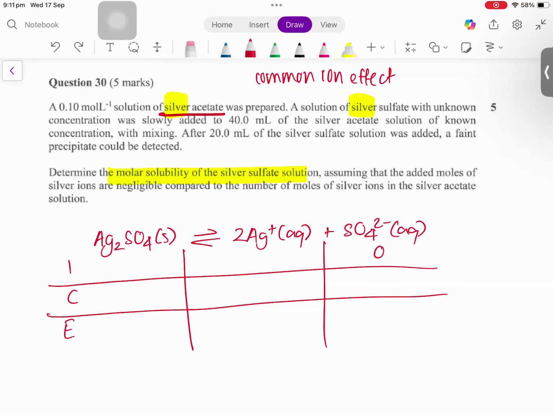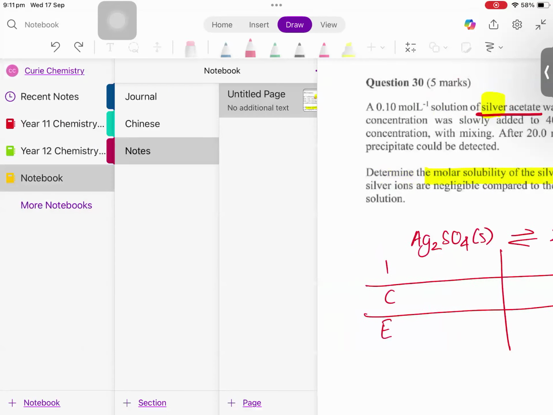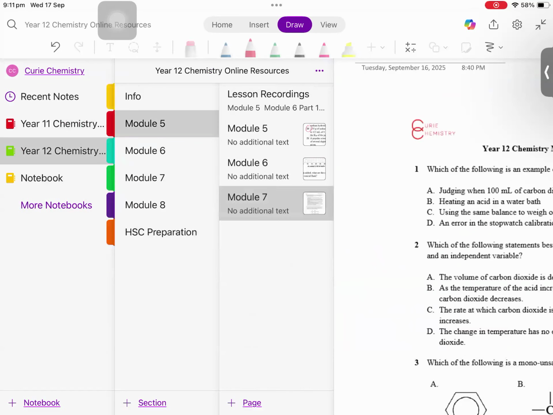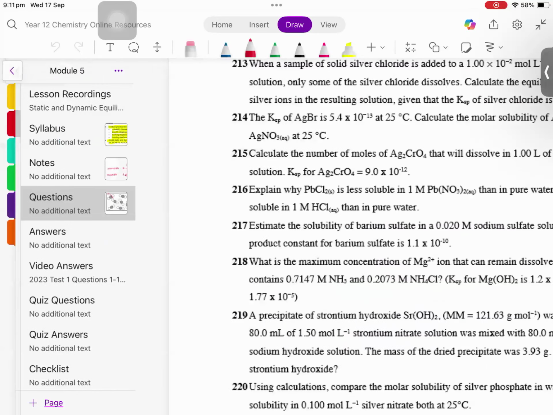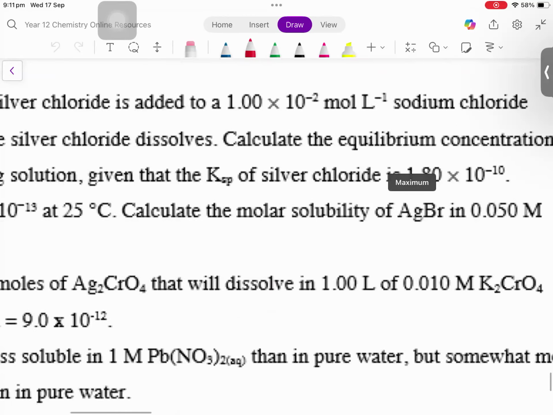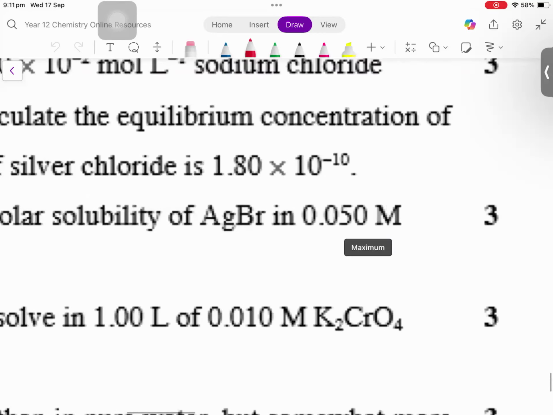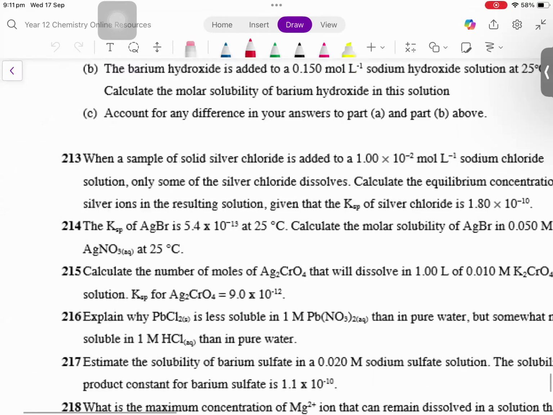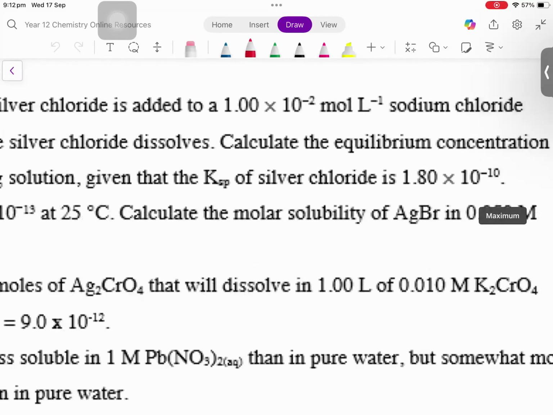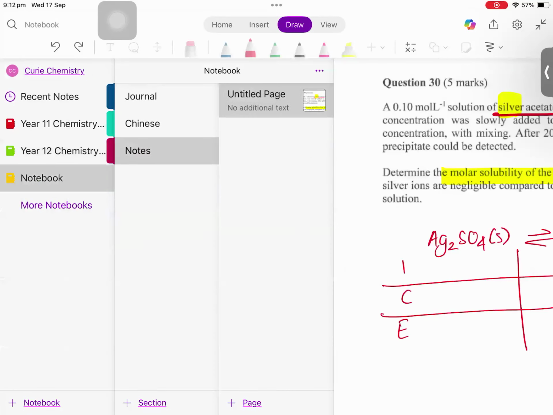When you normally get asked for common ion effect questions, let's say like I gave you, this is year 11, let's say I gave you module 5. These are the common ion effect questions you're used to. Yeah, so it's just like calculate the molar solubility in a 0.05 molar solution of something else. Yeah, they just give you the concentration straight up and there's no mentioning of whatever the volume is. All right. So when they do that, it's sort of like you're dissolving a solid in the solution.